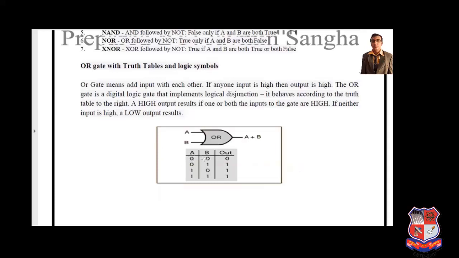Means what? If AB equal to 0 0, then output is 0. A equal to 0, B equal to 1, then output is 1. 0 plus 1 equal to 1. I have written here 0 plus 1 equal to 1, 1 plus 0 equal to 1, and 1 plus 1. 1 plus 1 represented in binary, it is 2.